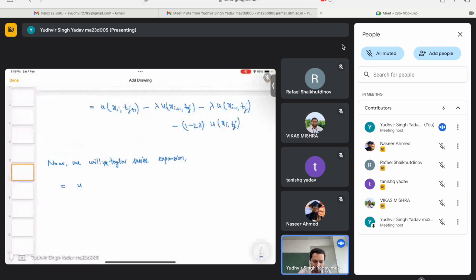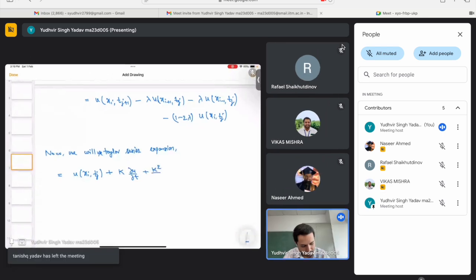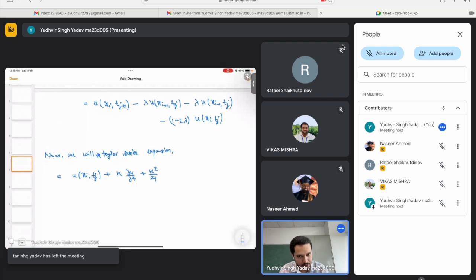in the first term we have u(x_i, t_{j+1}), so in the time direction. So we will expand its Taylor series with respect to t. So it will be u(x_i, t_j) plus k, let k be the step size in the time direction, with the first derivative del u by del t, plus k square by 2 factorial del 2u by del t square. It can be expanded after these terms also.